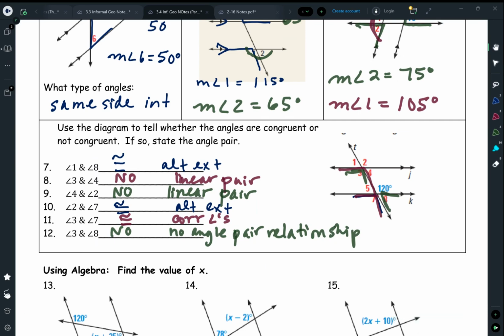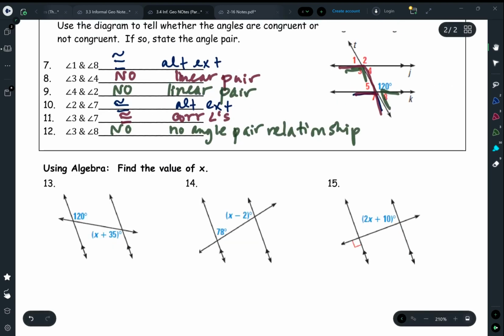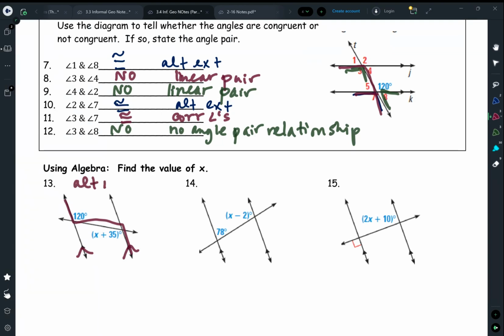So for our last section, we're actually looking at doing a little bit of algebra here. So first we want to see what kind of relationship these two have. So here I have a Z shape. I've got alternating interior. And I know if my lines are parallel, and I do have parallel here, my alternating interior angles are congruent. So alt. interior, congruent. That means I can take x plus 35 and set it equal to 120 and solve. And so x is going to be 85.